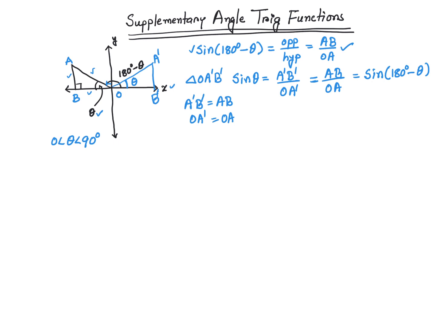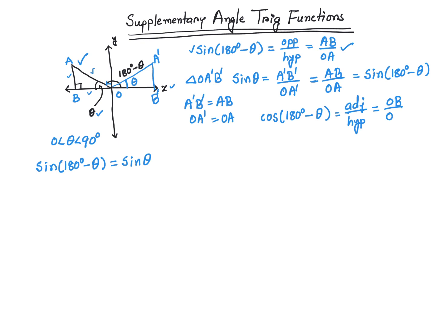So we just showed that sine of 180 degrees minus theta is equal to sine of theta. Now let's do similar calculations for cosine of 180 degrees minus theta. Cosine of 180 degrees minus theta is going to be adjacent over hypotenuse. And in triangle OAB, which is this triangle, adjacent is OB and hypotenuse doesn't change, which is OA.